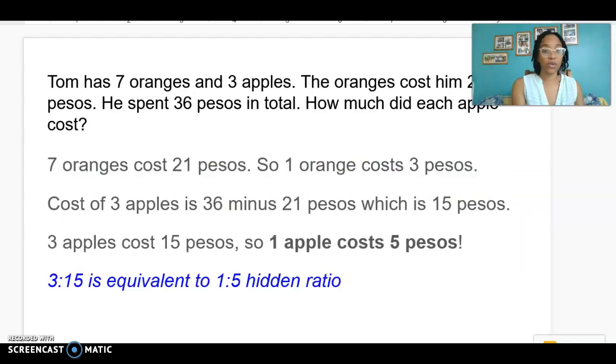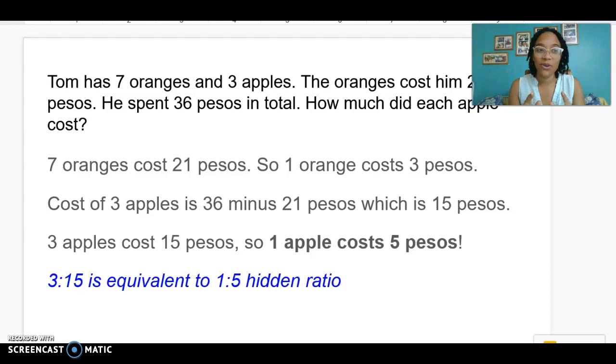7 oranges cost 21 pesos, so 1 orange costs 3 pesos. I can use division when I have a group of things with the same value. The cost of 3 apples is 36 minus 21. Everything he spent minus the stuff he spent on the oranges. So the 3 apples cost 15 pesos. If 3 apples cost 15 pesos, then 1 apple costs 5 pesos. I got that by dividing.